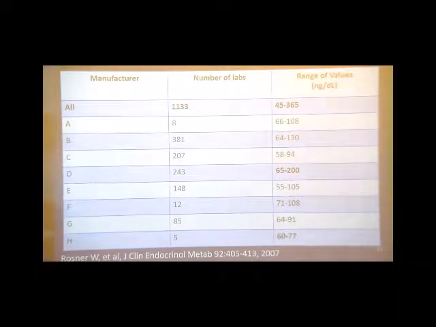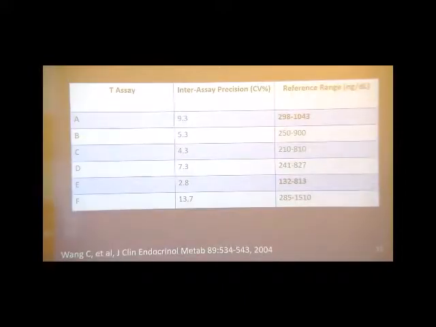For assay D, the range of values is from 65 to 200. On the other hand, assay H, not a whole lot of these because this is a mass spectrometry based assay, the range is much tighter. So there's a lot more precision in terms of the actual accuracy of the test as well as the reproducibility of the test.